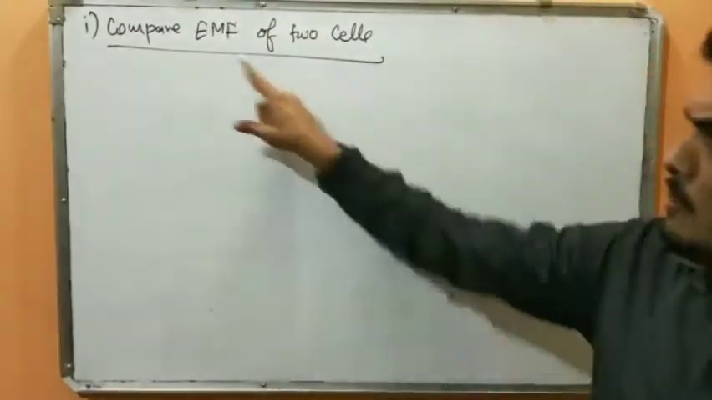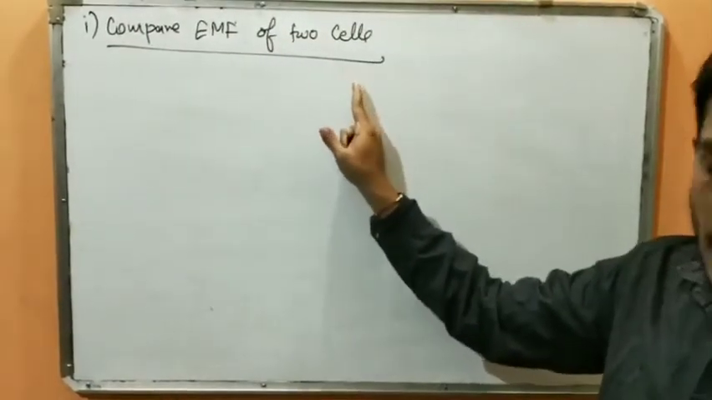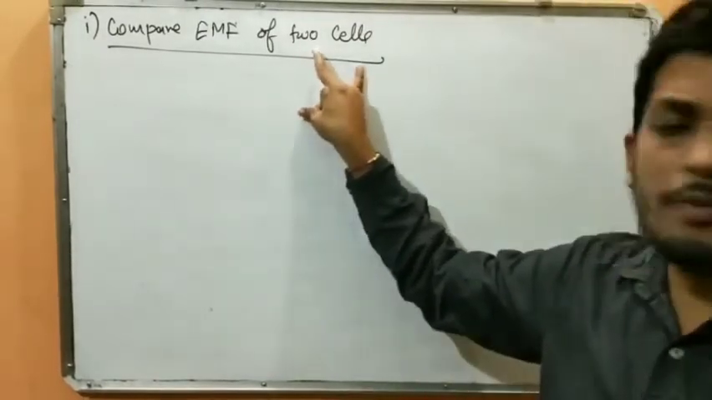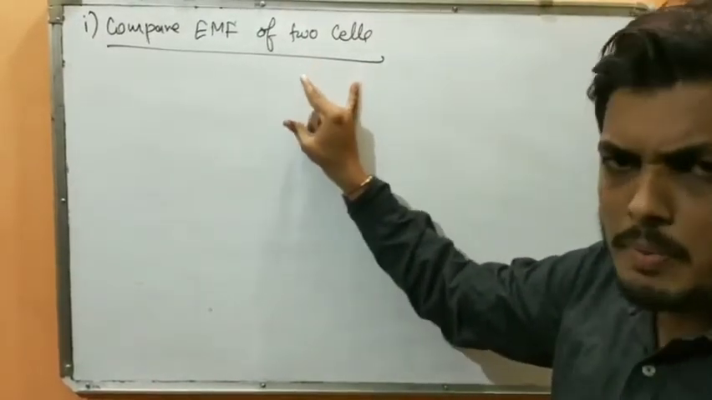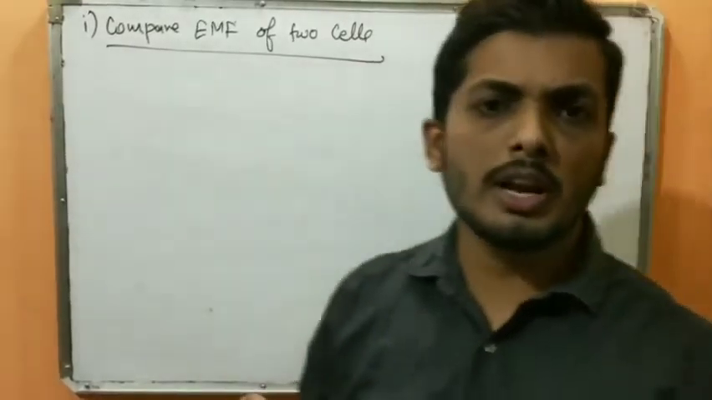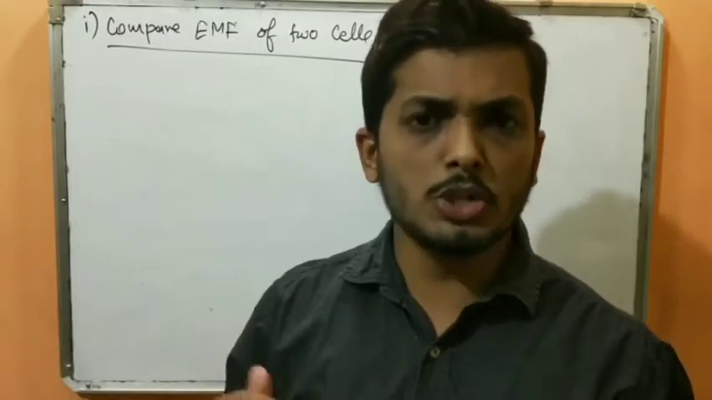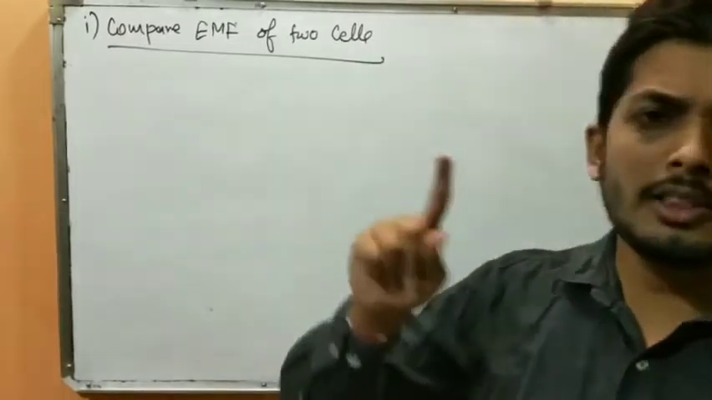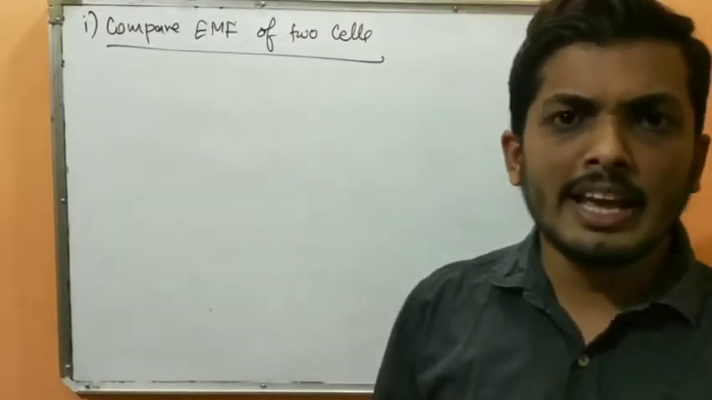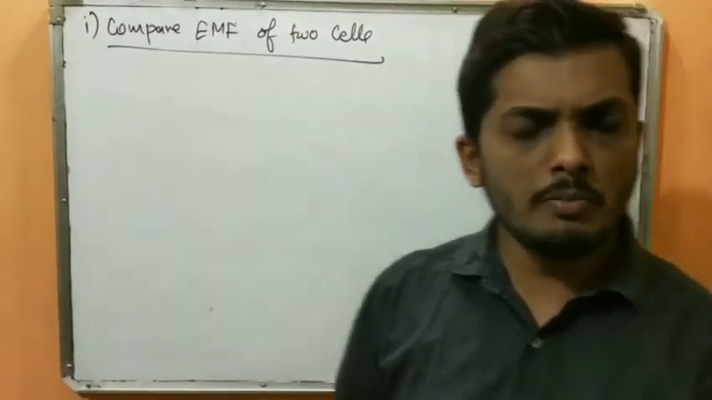Already we discussed EMF. So you have been given two cells and your target is to compare the EMF of the two cells. Right. So again remember the principle. We are going to take two cells and simply connect them to the potentiometer. First we will find the balancing length of one cell, then we will find the balancing length of the other cell. We will compare the lengths, and the length itself gives you the potential.